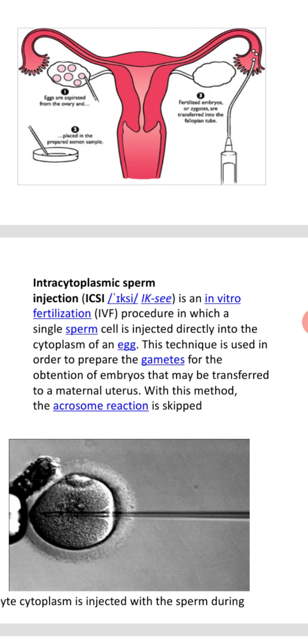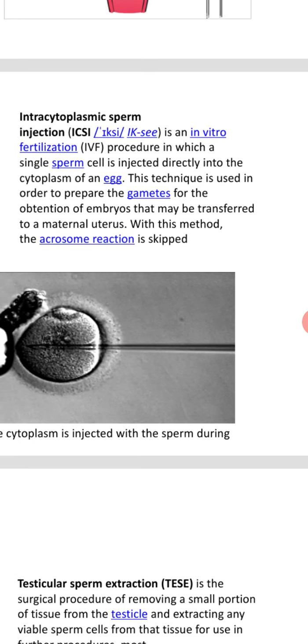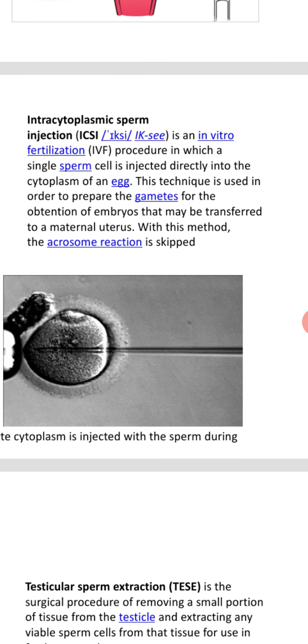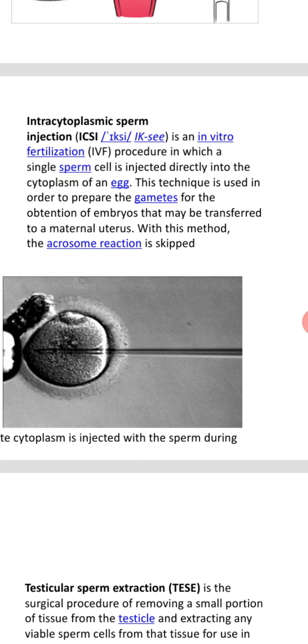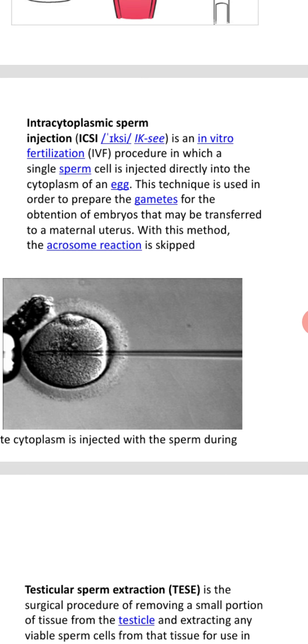Next, coming to another type of ART, intracytoplasmic sperm injection. What is meant by intracytoplasmic? It is an in vitro fertilization procedure in which a single sperm cell is injected directly into the cytoplasm of the egg. The technique is used in order to prepare the gametes for the augmentation of the embryo that may be transferred to the maternal uterus. With this method, the acrosome reaction is skipped.